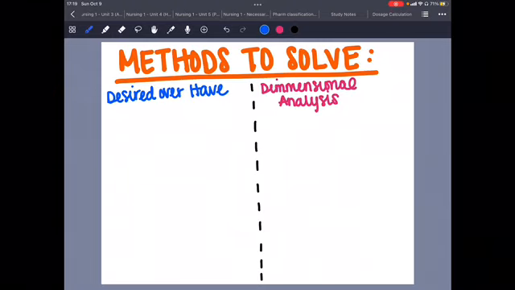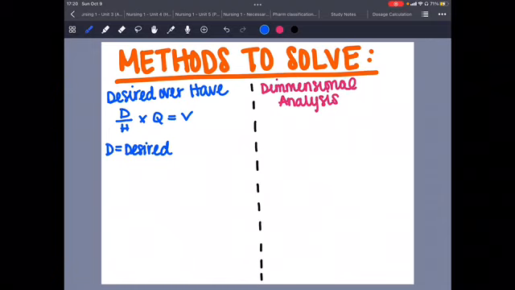The first thing I want to go over is how to solve using different methods. Everybody has their own way of doing math. These are the two that I found helpful, so I'm going to share them with you. One of the most common ones that people normally use is desired over have. So the equation will be D over H times Q equals V. So D is your desired.